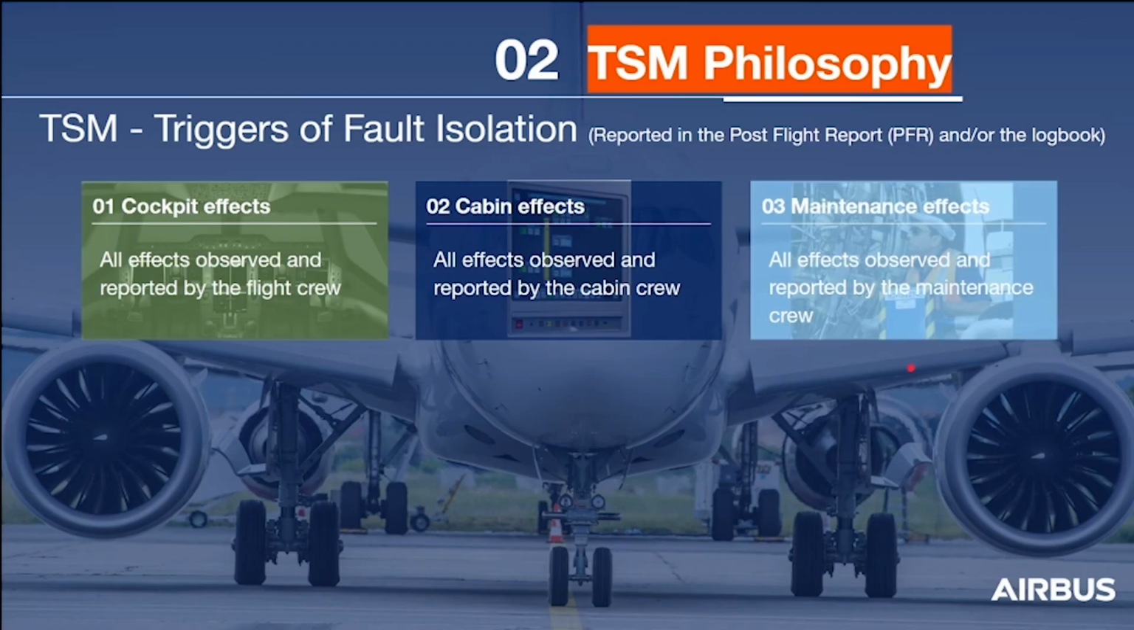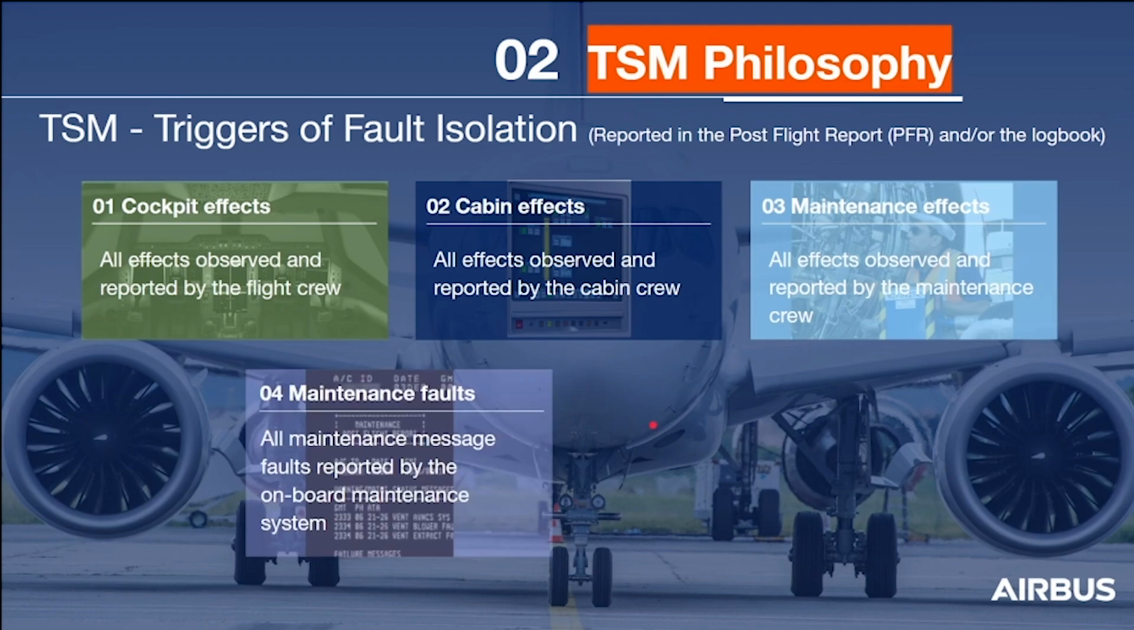We have the maintenance effects, all effects observed and reported by the maintenance crew. The maintenance faults, all maintenance fault messages reported by the onboard maintenance system on A350 and A380, and reported by the CFDIU or CMC on A320, A330, or A340. Those maintenance messages are detected thanks to the BITE function.